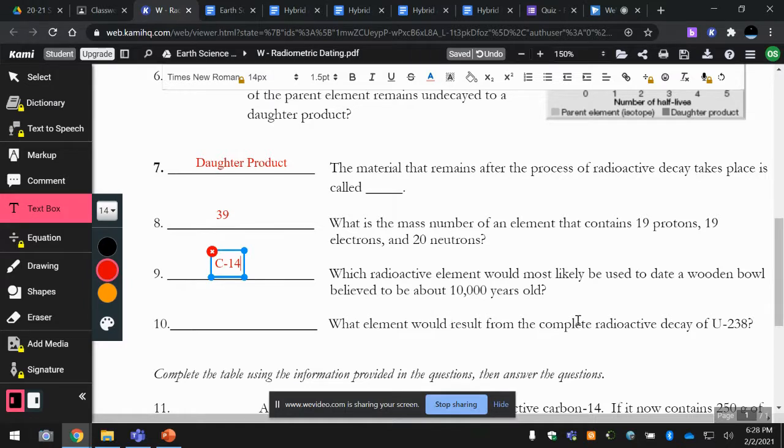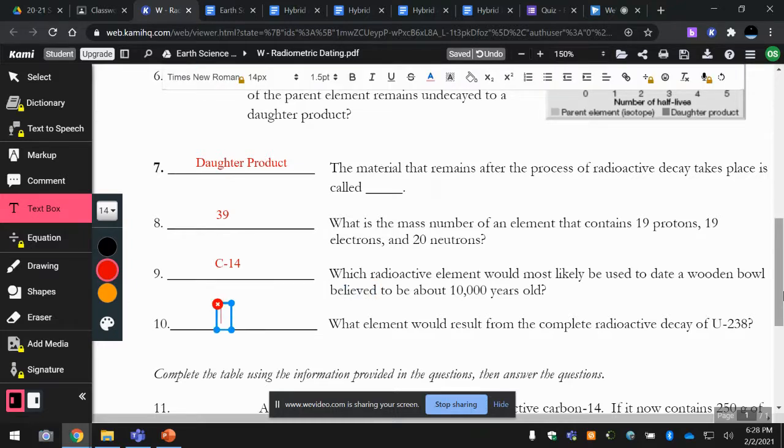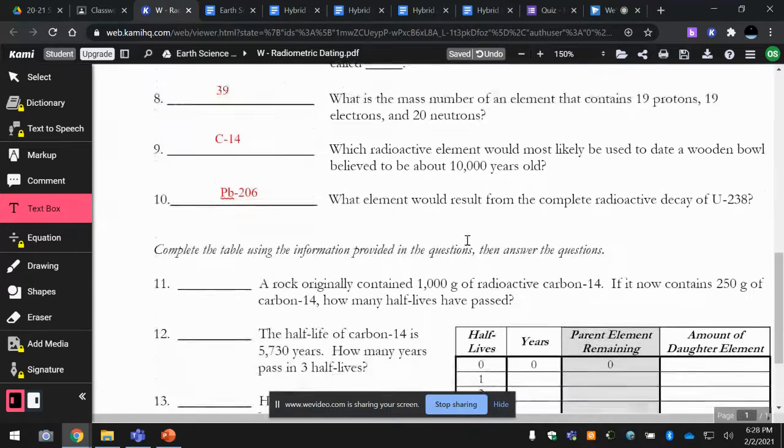What element would result from the complex radioactive decay of uranium-238? And we've been talking about this one as example in the lectures. That's lead-206, so Pb206. And so we tackled that section.